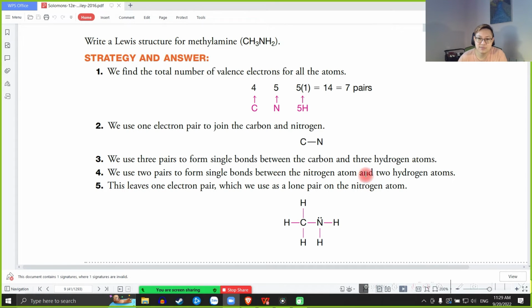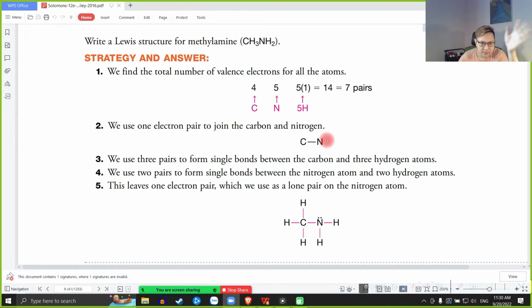Two pairs form single bonds between the nitrogen atom and two hydrogen atoms. This leaves one electron pair, which is a lone pair on the nitrogen atom. If you see it again, each line here is 2, so 2, 4, 6, 8, 10, 12, and 14. So 7 pairs. So this is the strategy.